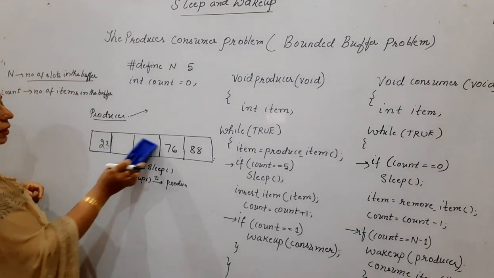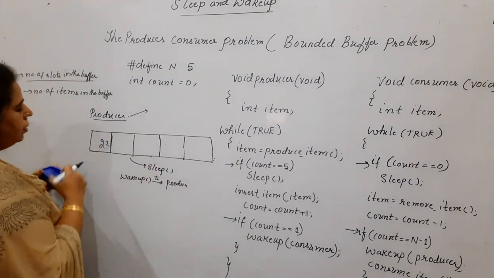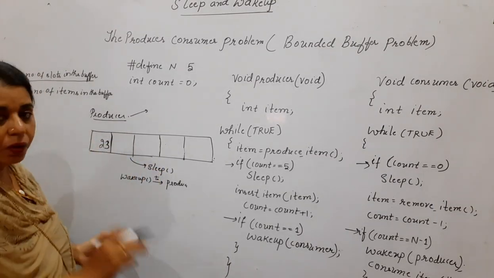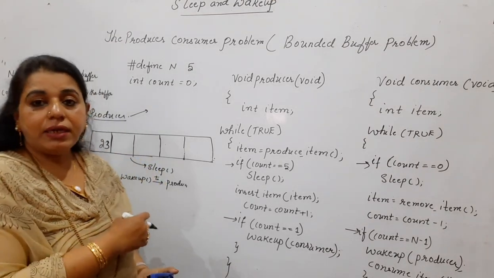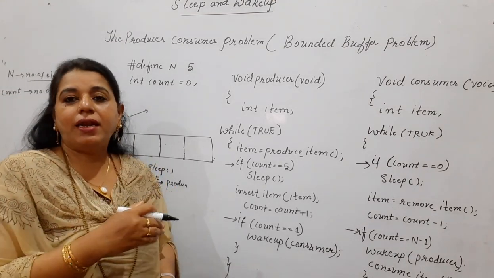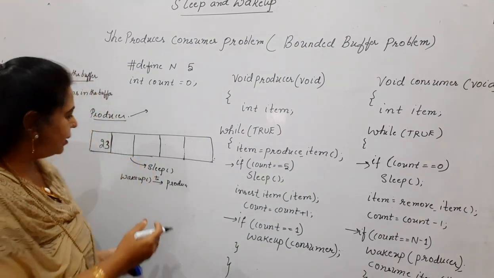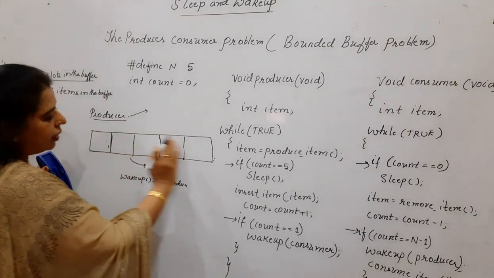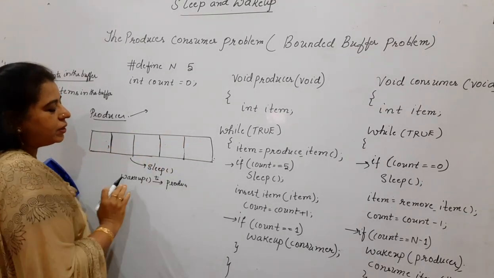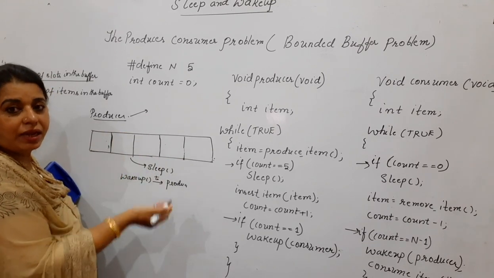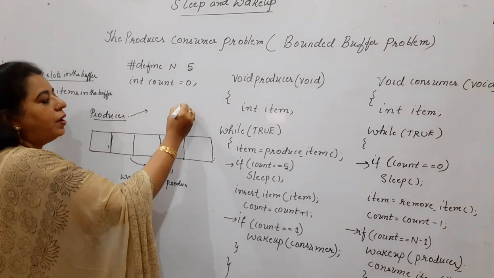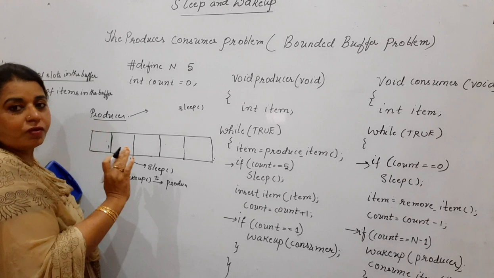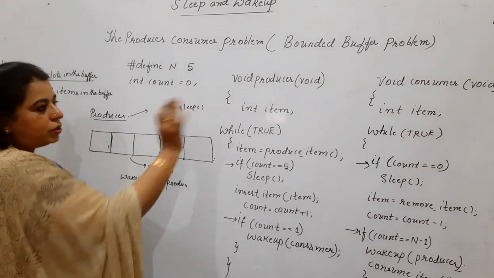That means as soon as it places one particular item in the buffer, immediately it sends a wake up signal to the consumer. Why is it sending the wake up signal to the consumer? Before it placed this item, you can see everything is vacant. All the 5 locations are vacant. The consumer doesn't have anything to consume. That's why the consumer has gone into sleep mode after it checked that, yes, the buffer is empty. There is no work for me, so let me go to sleep. So the consumer is asleep.